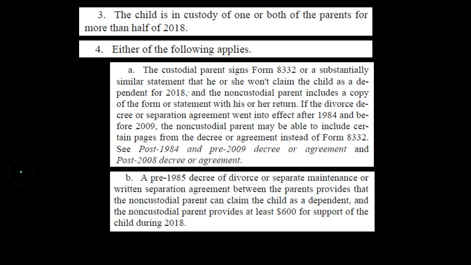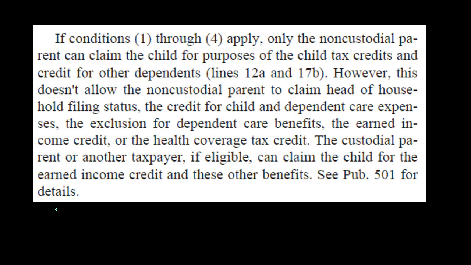And then B, a pre-1985 decree of divorce or separate maintenance or written separation agreement between the parents provides that the non-custodial parent can claim the child as a dependent, and the non-custodial parent provides at least $600 for support of the child during 2018. So note we have a support dollar amount here as well. That's obviously a fairly low dollar amount. So back to the text.